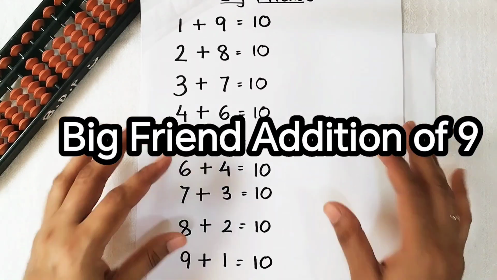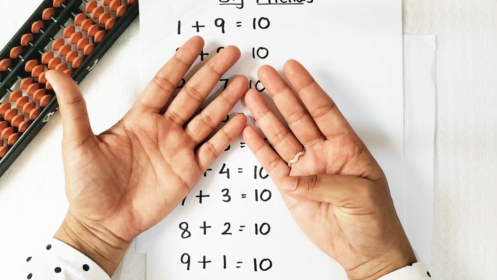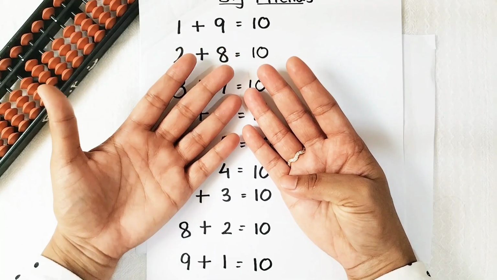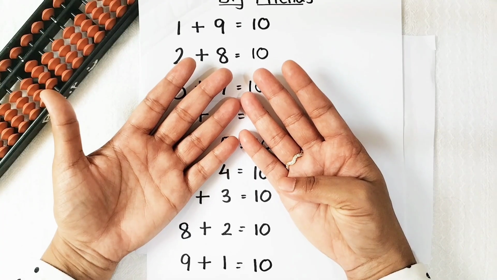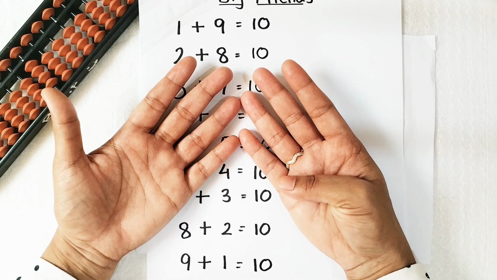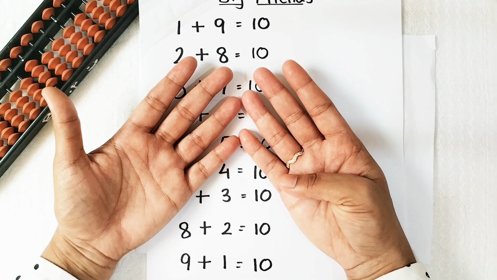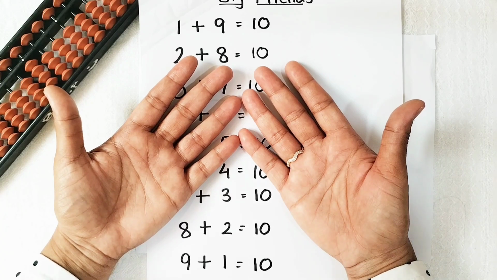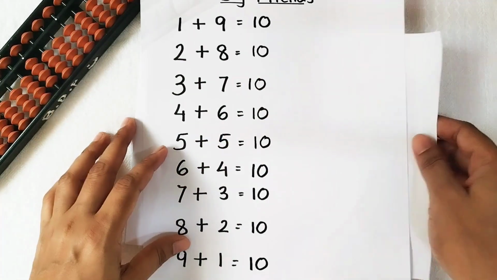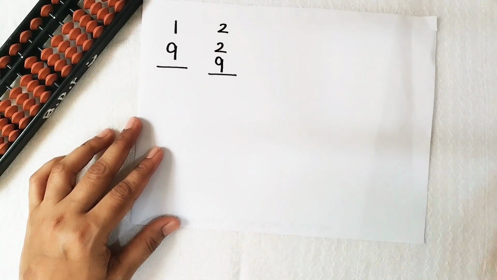Okay, now let's have a look. I have 9 fingers, correct? So if I ask you, who is the friend of 9? 1 is the friend of 9. 9 fingers, so 1 is the friend of 9, because 9 plus 1 is 10. Now let's go back to this question here.